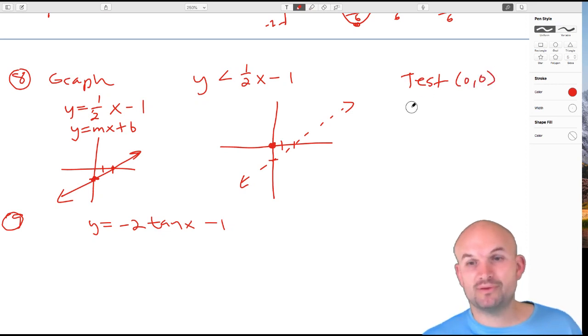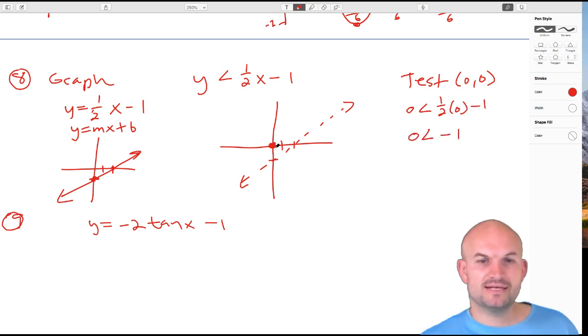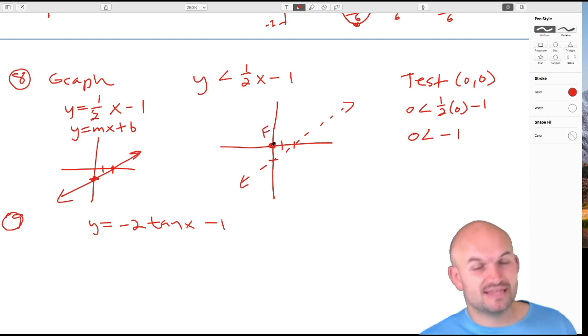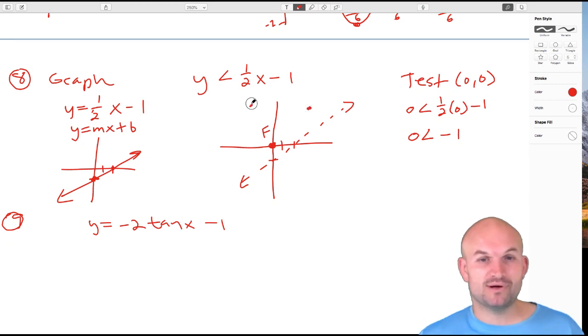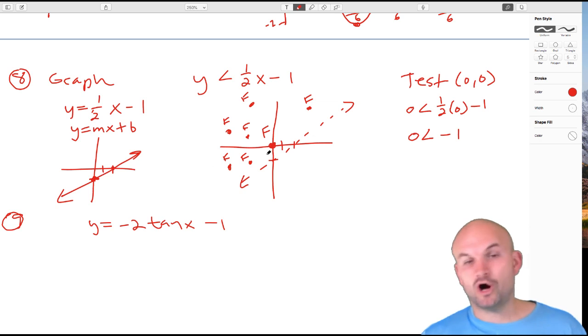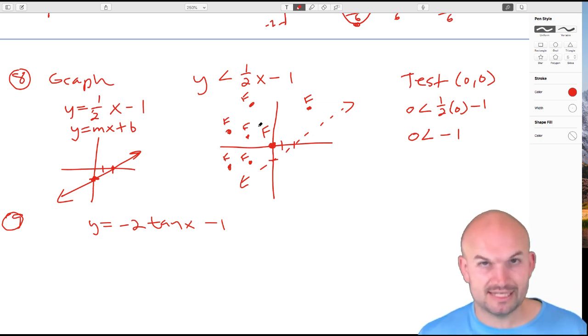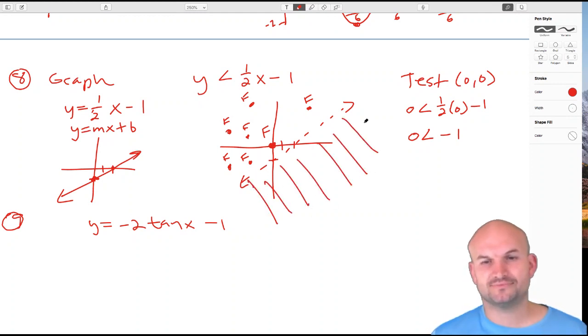And then all you're going to do is plug it in: 0 is less than 1/2 times 0 minus 1. 0 is less than -1. Now that is false. So that means this point does not make this inequality true. And guess what? It doesn't matter what point I pick. I could have picked any one of these points. They all would have been false. So that's why we just want to pick the one that's going to be algebraically the easiest. So all these points are false. Therefore, if we want to represent the true solutions, then we're going to pick the points on the other side. And a lot of times we'll just do some dashed lines there.